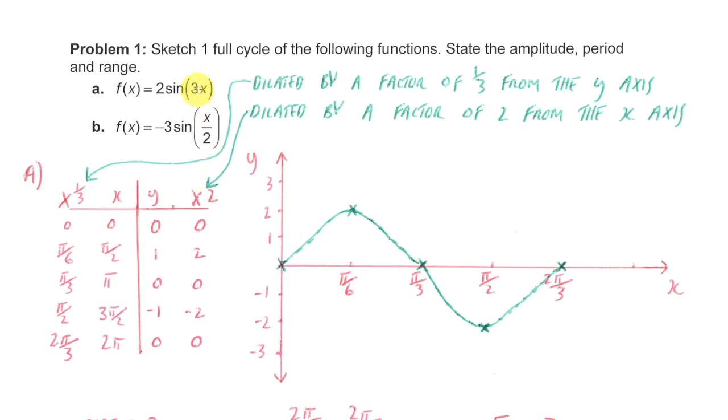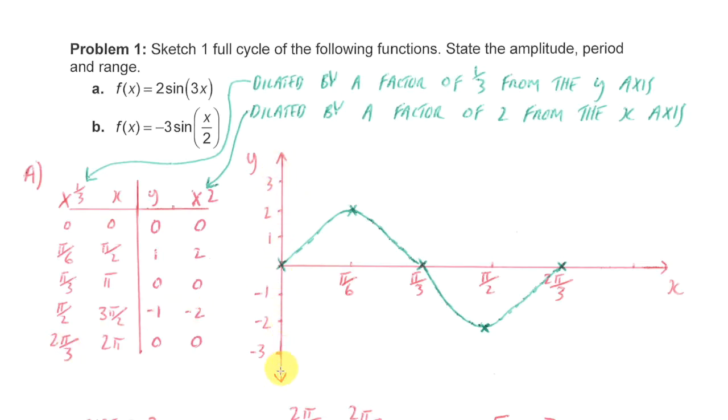Now the value immediately in front of the x is a 3. That represents a dilation factor of 1/3 from the y-axis. That is, every x value has been multiplied by 1/3. So we've got the x values here, and we just need to multiply all of those by 1/3. So 0 times 1/3 is 0. Pi on 2 times 1/3 becomes pi on 6. Pi becomes pi on 3. 3 pi on 2 becomes pi on 2. And 2 pi becomes 2 pi on 3.